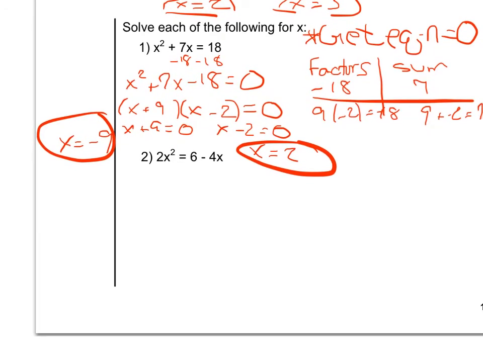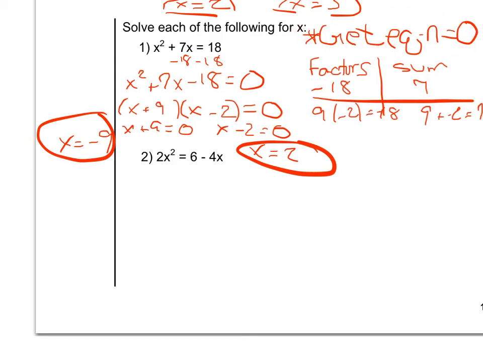Looking at example 2, this would be a good one if you want to stop the video and try it on your own before I go over it. Okay, now that you've had a chance to try one, first thing I'm going to notice is I do not have it equal to 0. Remember, I have to get the equation equal to 0 first.